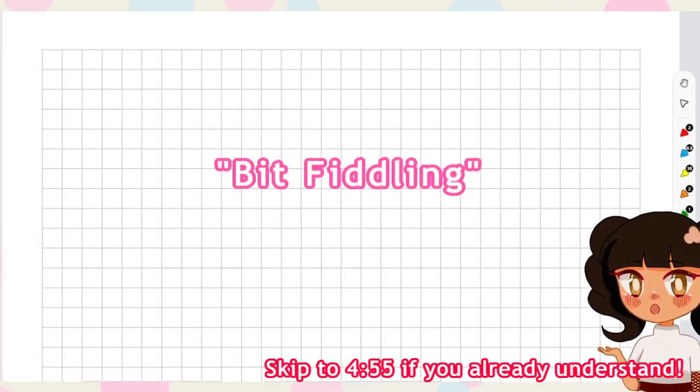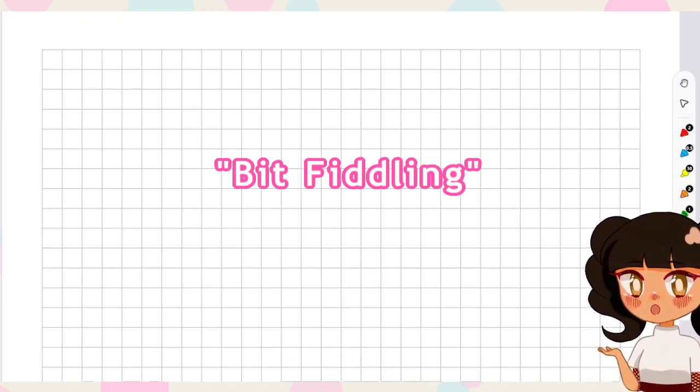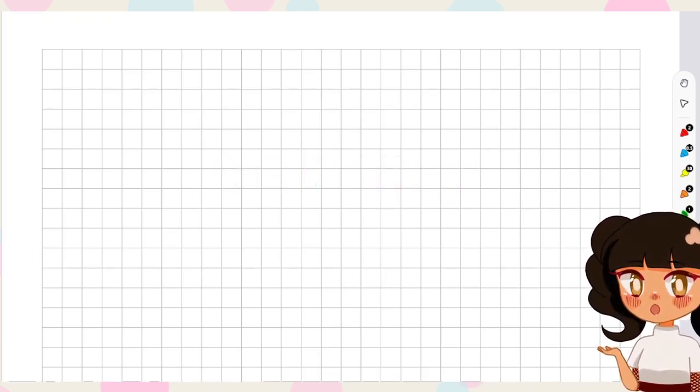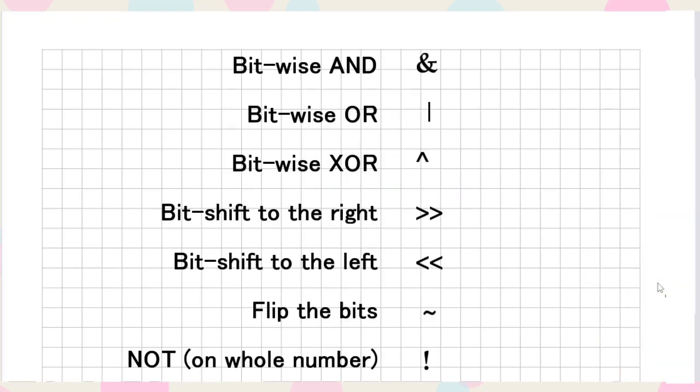So it concerns something called bit fiddling. At least that's the word that I learned for this topic. You're basically playing with bits. You're trying to solve this math puzzle using these binary operators. So here are some of the binary operators that we're going to be using. They're on the screen now.